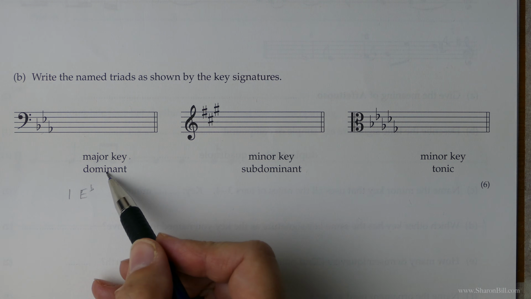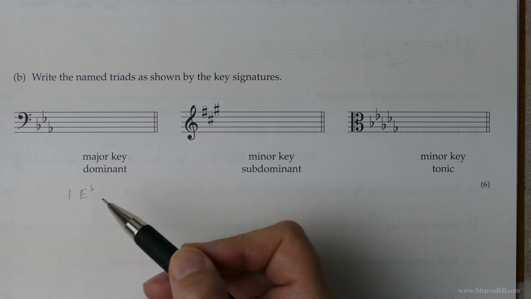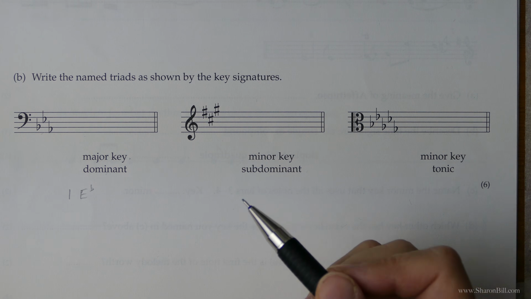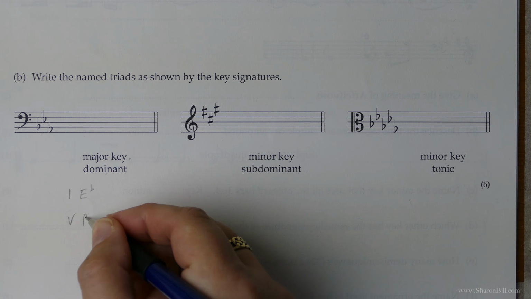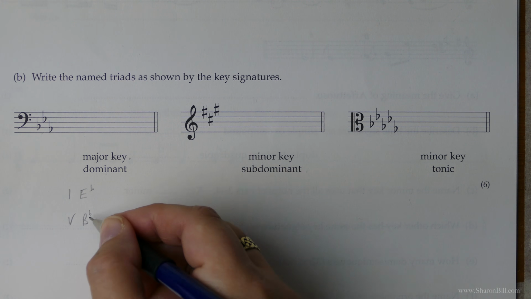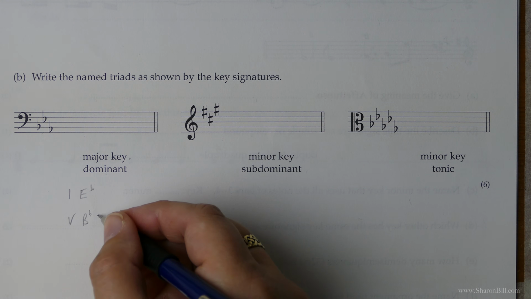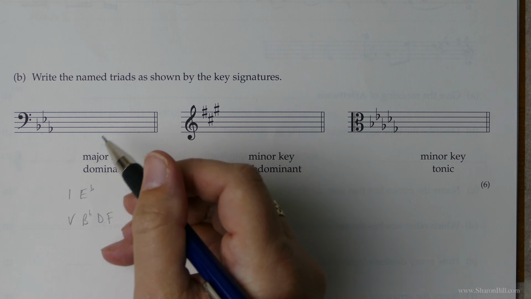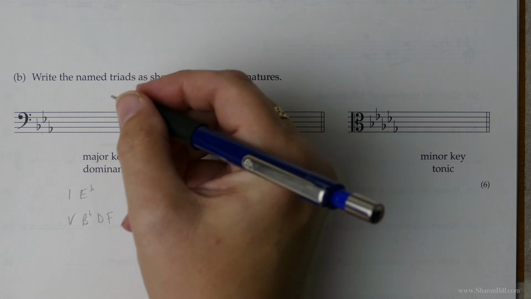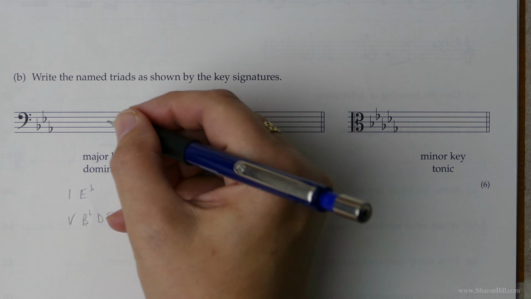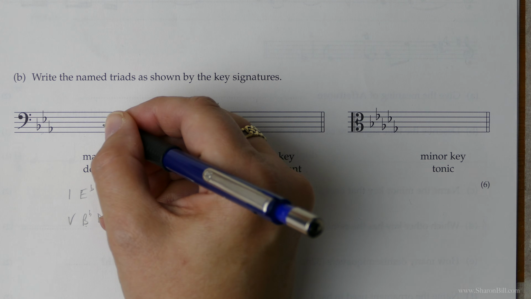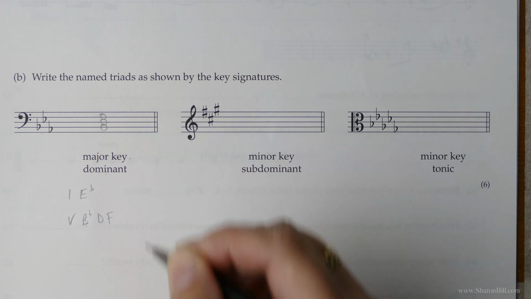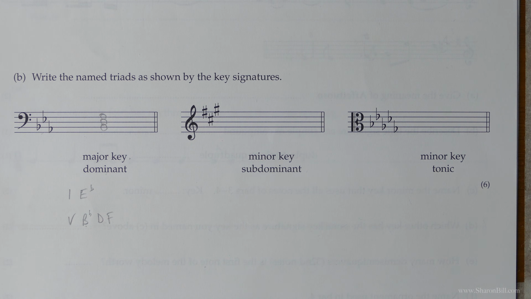So we need to write the dominant. So we need to find chord 5. So counting up from E, E, F, G, A, B. So chord 5 is going to be on a B flat. The 1st, the 3rd and the 5th, B, D, F. Your key signature will take care of everything else. So really we just need to write the triad starting on the dominant, which is B flat. There's our 1st, 3rd, 5th. So that's that completed.